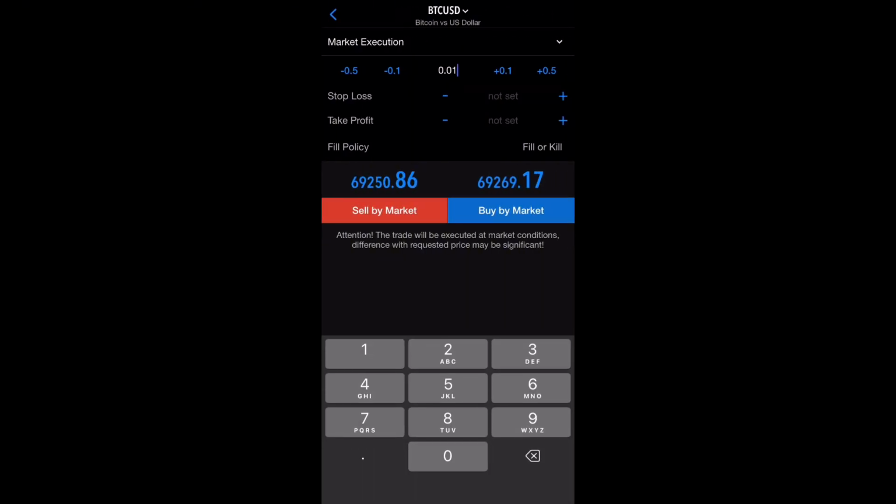Then you set your lot. It's either you are using 1 or 2 or any lot of your choice. You can use 0.01. But remember, the higher the lot, the higher the risk. So after setting your lot, then you place your trade by clicking the buy by market.